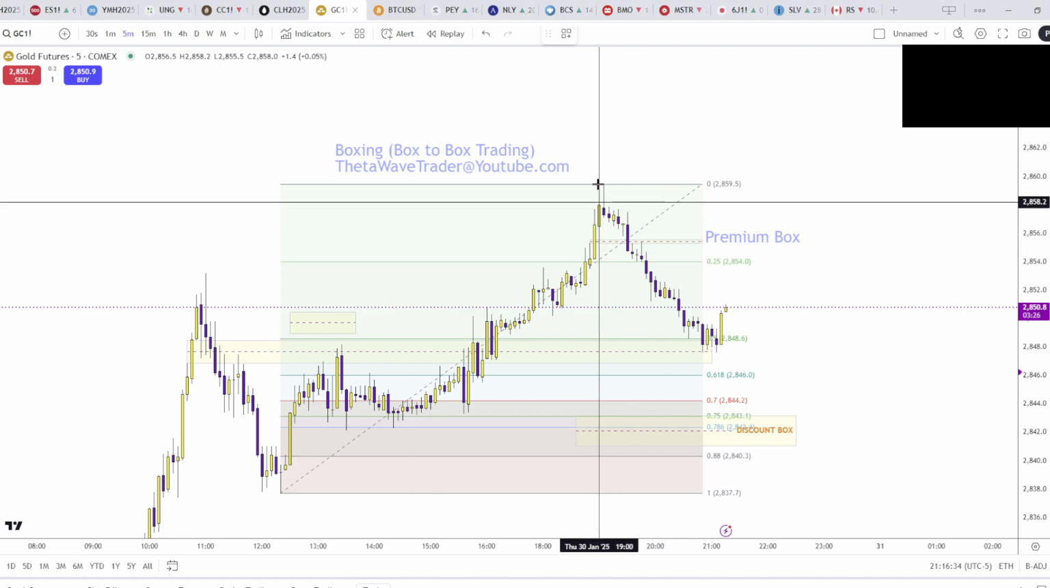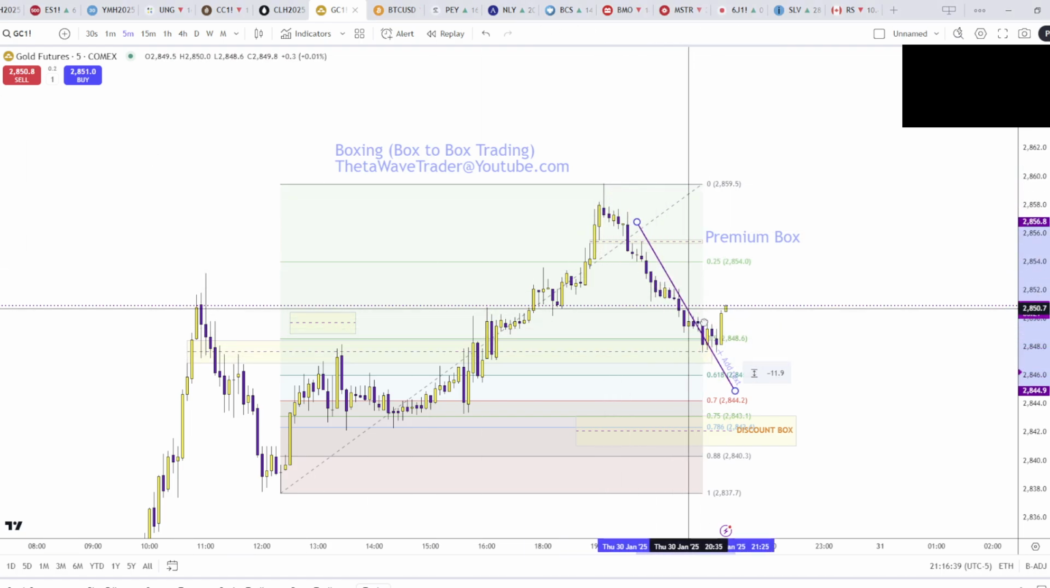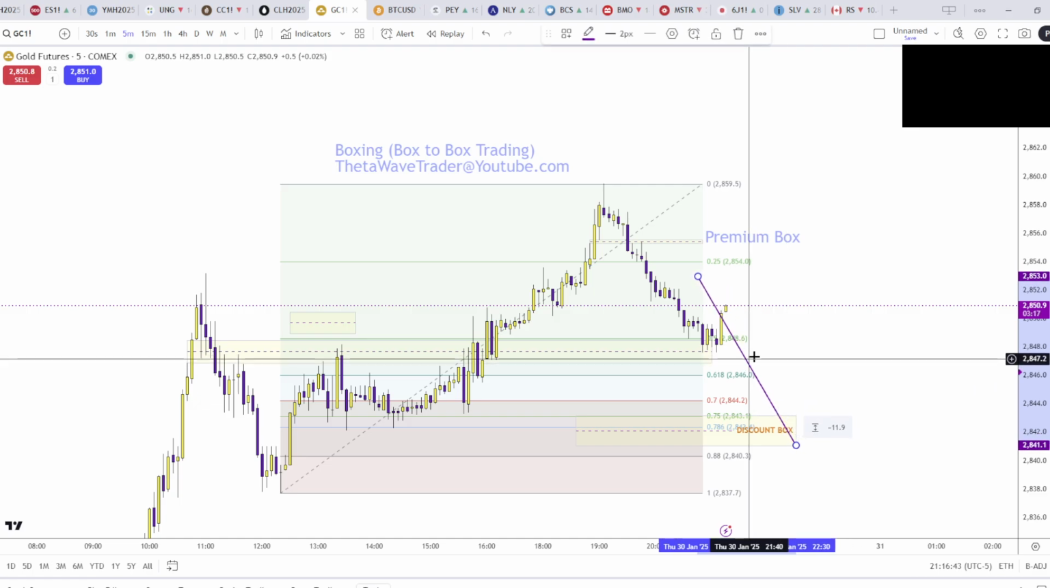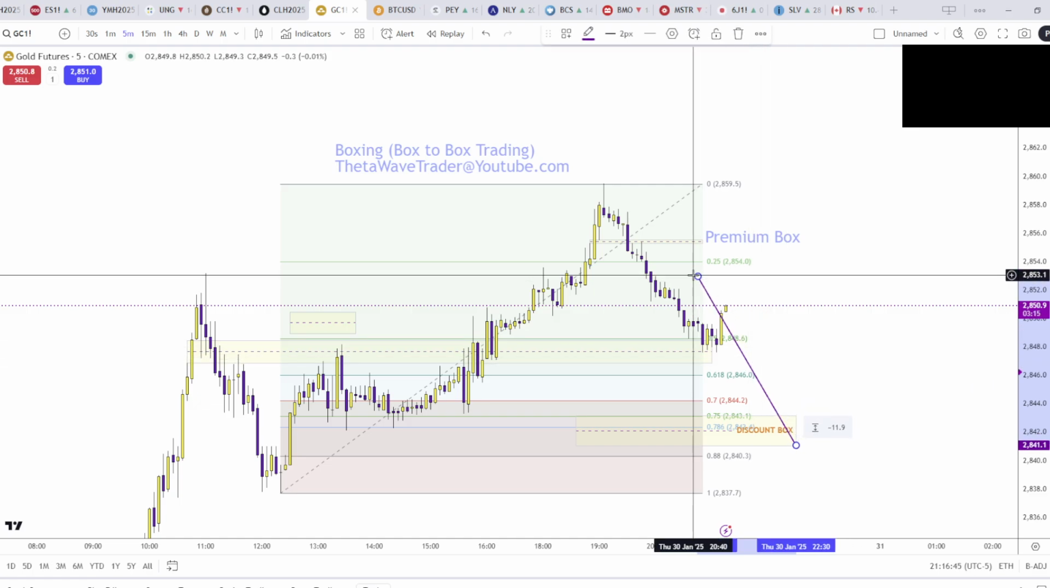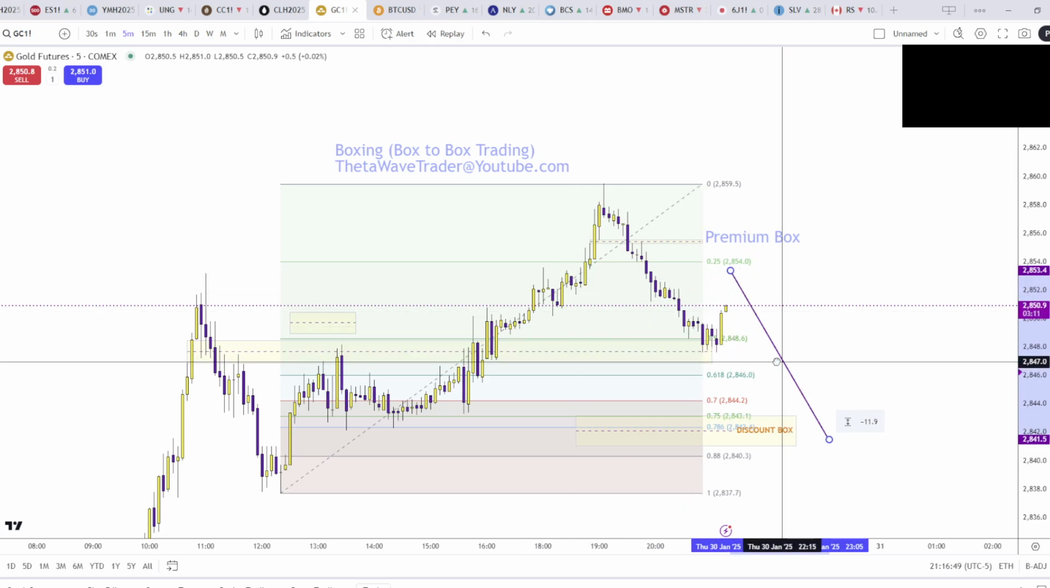A price leg like this from here to here. And if we go down to our box here, the very bottom of the box, we could be coming right up into this order block here. So that's kind of like where I'm looking right now.